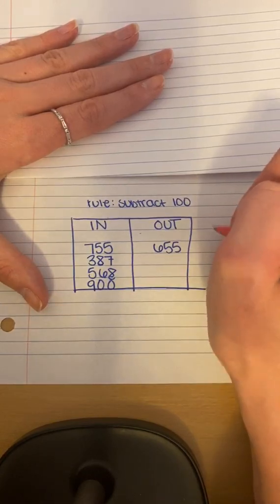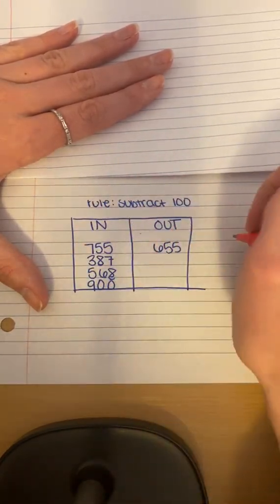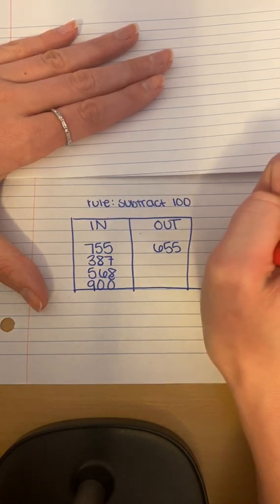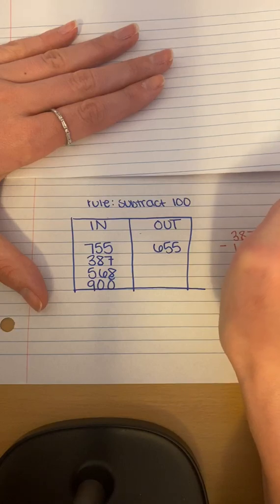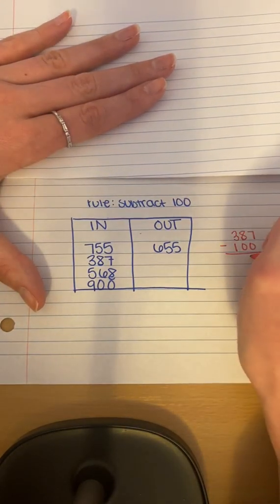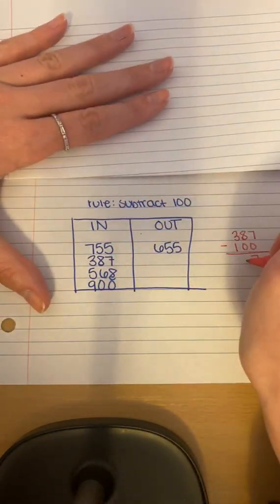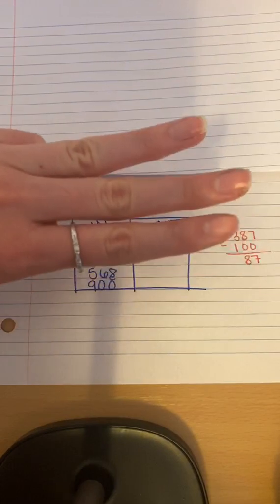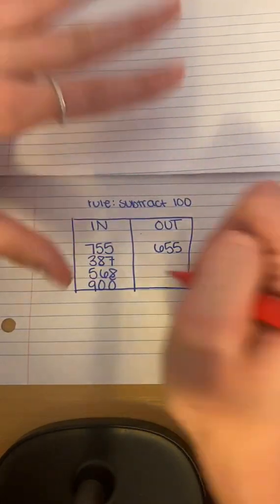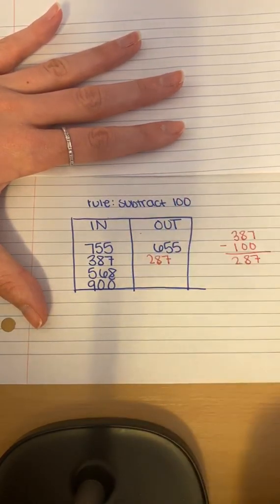For subtraction, the biggest number will always be on top. So these numbers will have to be on top. 387, and we're going to subtract 100. So I have 7, take away 0. We stay with 7. If I have 8, I take away 0. We have 8. But if I have 3 and I take away 1, I have 2. So that changes our answer to 287.